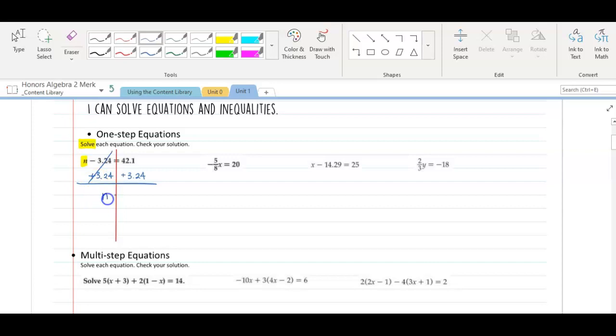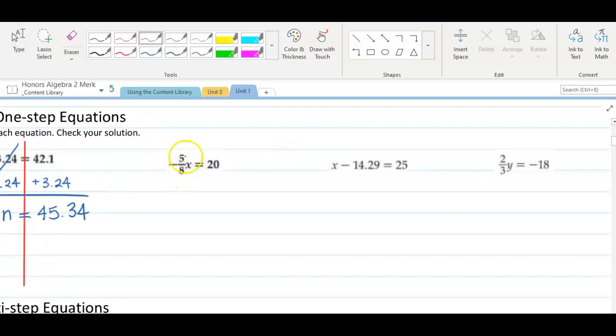We're left with n equals, now we just have to add these up, 45.34. Excuse me, not 54, 34. And that's our answer. We can check it. If we take 45.34 and subtract 3.24, we would end up with 42.1.